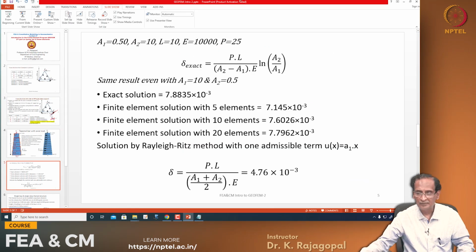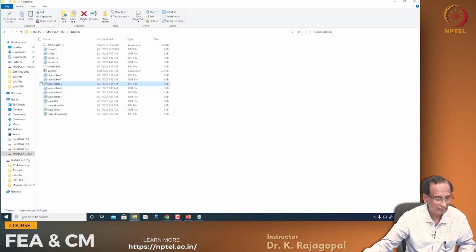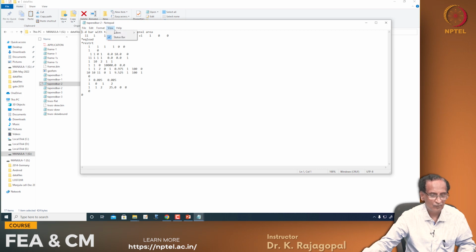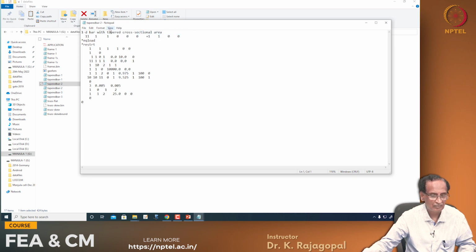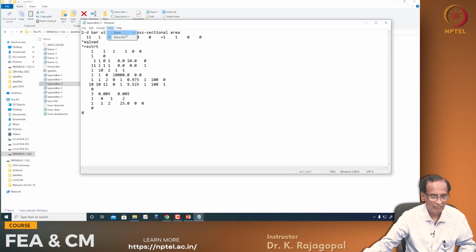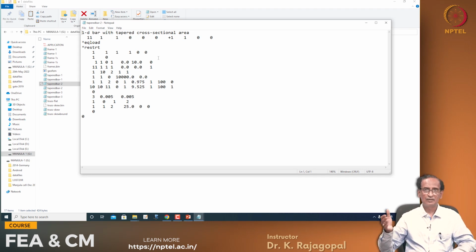Let us look at the data files for this. Tapered bar. Okay, so this is our data file for this problem. When I give you these data files for your running, I will put in some comments so that it is easier for you to understand, and please also refer to the GEOFEM manual. It is a very short manual, only some 20 pages.